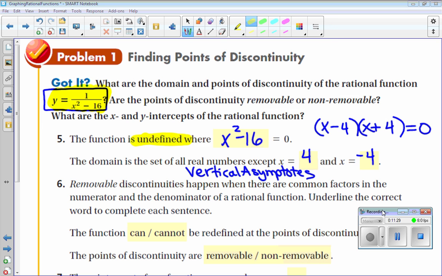Look back at your calculator. Do those show up on your graph? Do you see a dotted line on your calculator at 4 and negative 4? I don't.